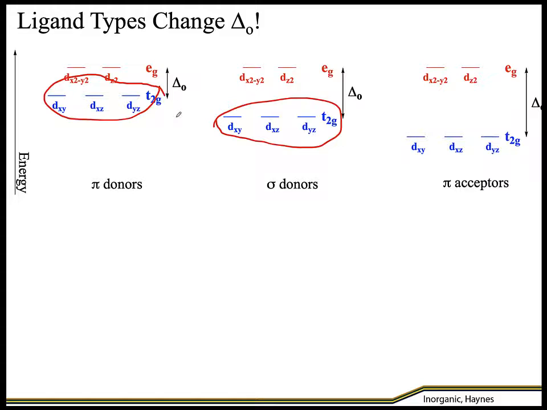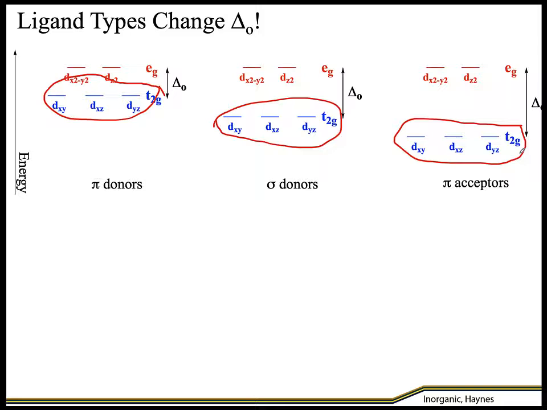And lastly, if we looked at pi acceptors, this t2g set for a pi acceptor ligand type is actually the bonding set of orbitals, because they are mixing with the empty pi orbitals on our ligand set. And so we can roughly say that in general, pi donors would have the smallest delta octahedral, sigma donors would have a larger delta octahedral, and pi acceptors would have the largest value of delta octahedral.